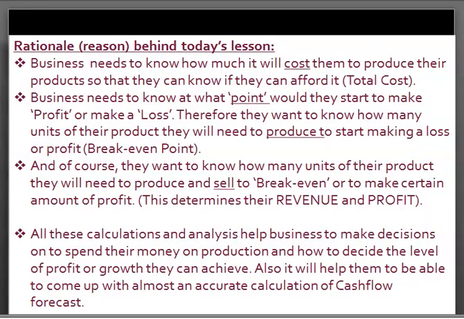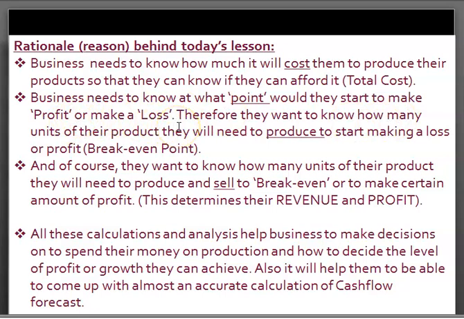Rationale, or the reasons behind today's lesson, is this. The rationale behind today's lesson: business needs to know how much it will cost them to produce their products so they can know if they can afford it or not. So invariably, they want to know how much in total everything is going to cost them to make products, whatever products they're making. Okay?